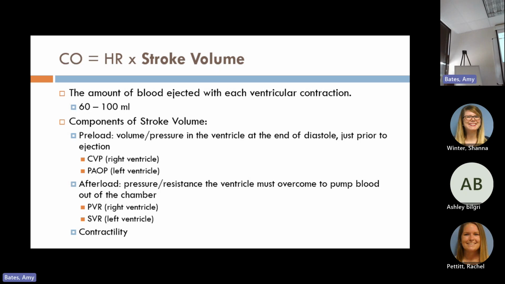In the right side of your heart, the lungs are your afterload. So if you have high pulmonary pressures, if you have a PE, if you have pulmonary edema, all of a sudden it's much harder for the right side to get blood up into the lungs, right? Because you have that back pressure coming back on. And then contractility, which we have already just talked about. How well is the heart squeezing?